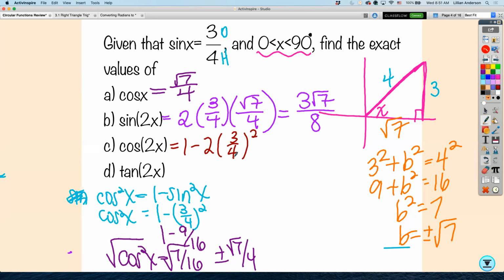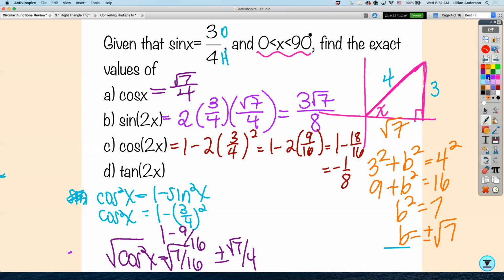So I'm going to replace sine x with 3/4. Order of operations says I need to do what first? The power. So that becomes 9 over 16. This becomes 1 minus 18 over 16. And what's that final answer? Negative 1/8. Wonderful.